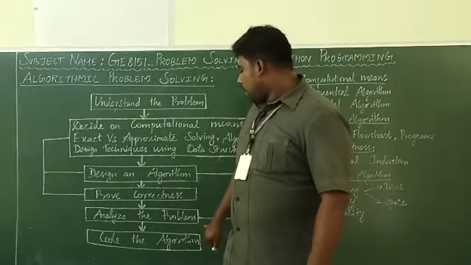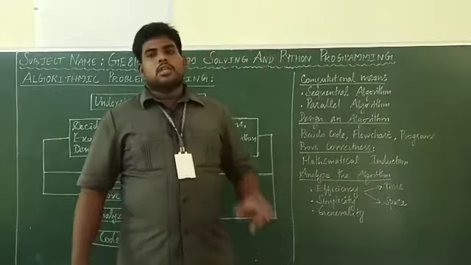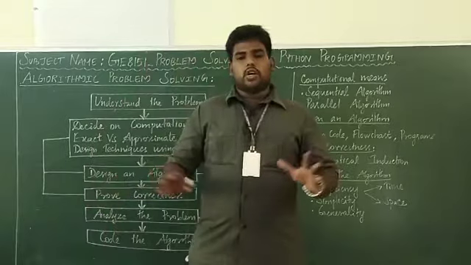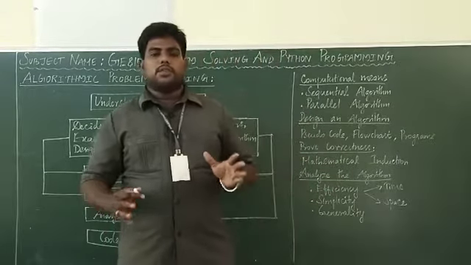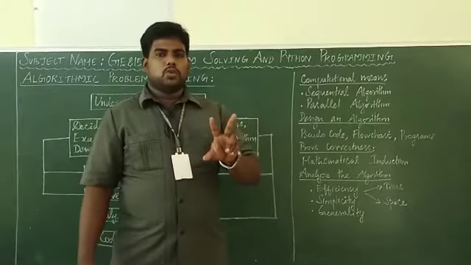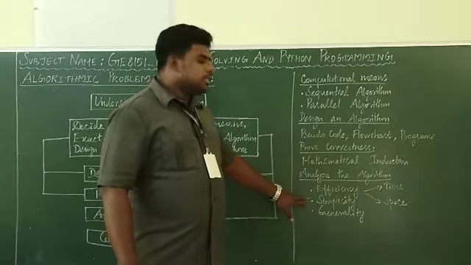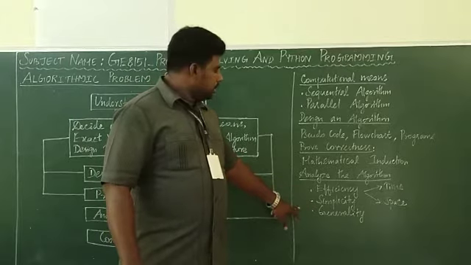What's the next step? Analyze the problem. What is analyzing the problem? You can write the algorithm in many ways, right? But when you are analyzing which one is the best, it is with the help of two quality metrics. One is efficiency, the second one is simplicity and generality.